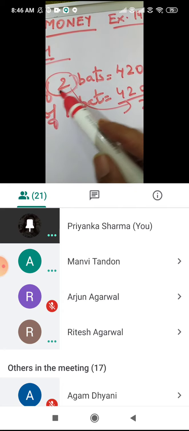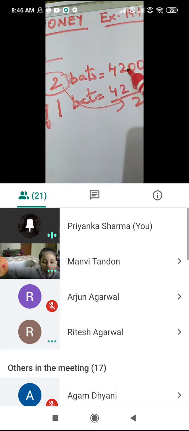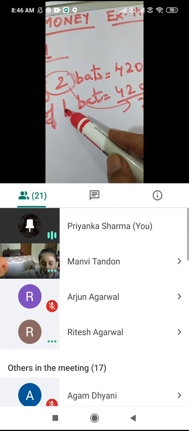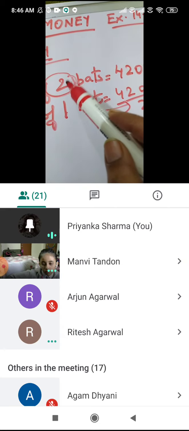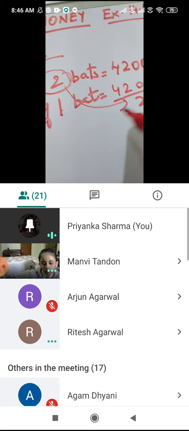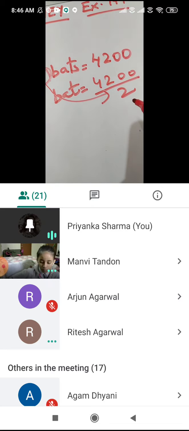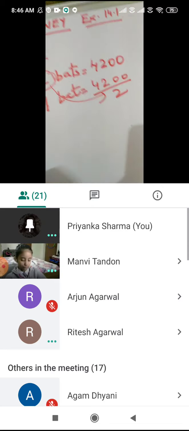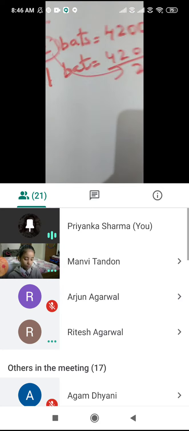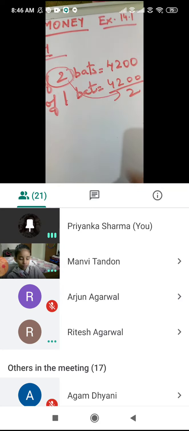Remember this. In the statement cost of two bats 4200, when we find out one, the number which is on the left hand side comes in the denominator. Denominator means in the division form. So now we are going to divide 4200 by 2. What will we get?